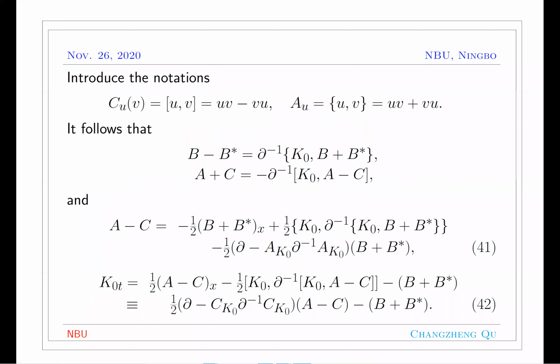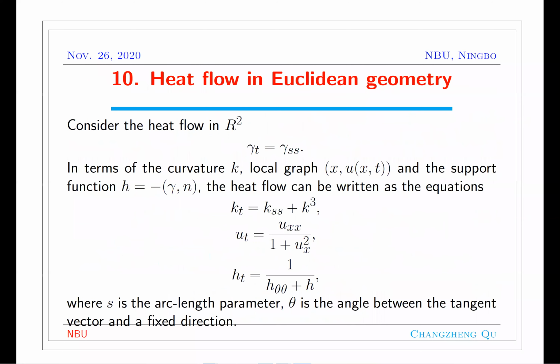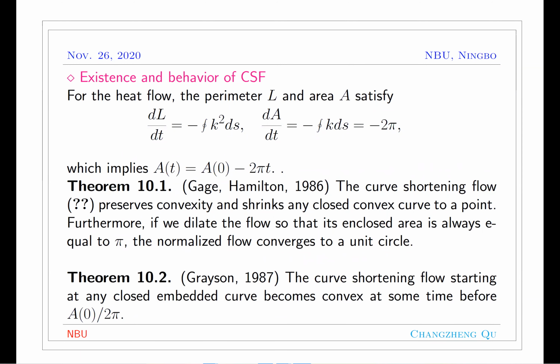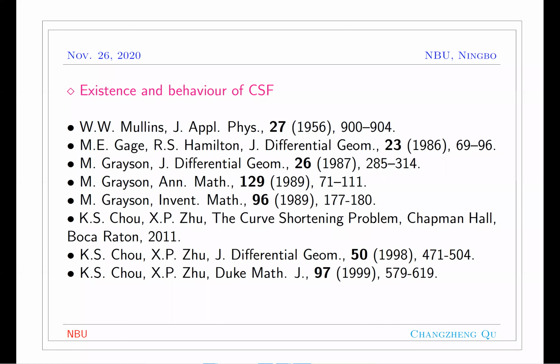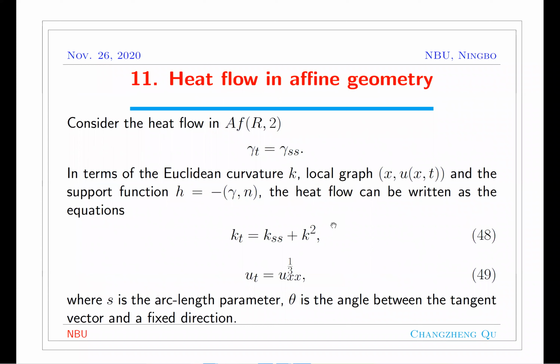So finally, I just want to mention the two heat flows in the centro-affine geometries. In affine geometry, the heat flow is gamma t equals gamma ss. The curvature satisfies these equations. If we use a local graph, we get these equations.